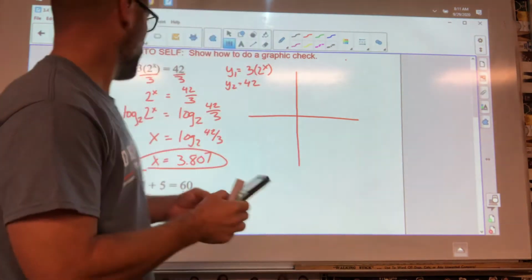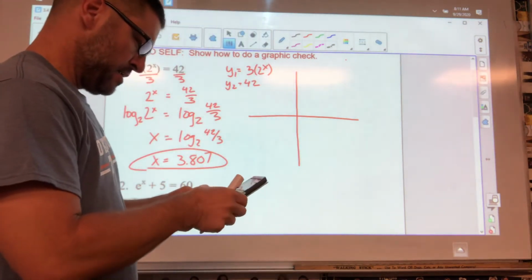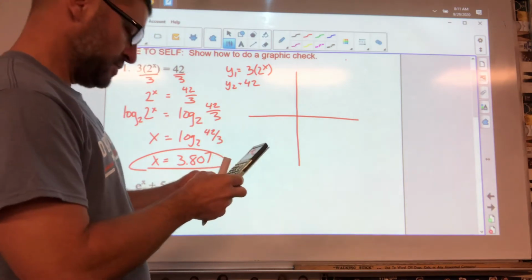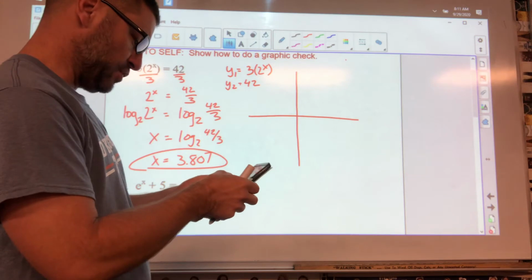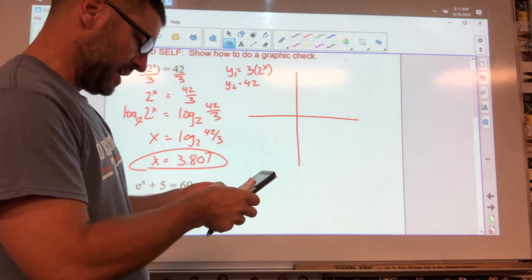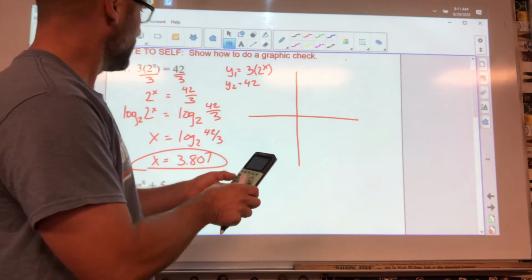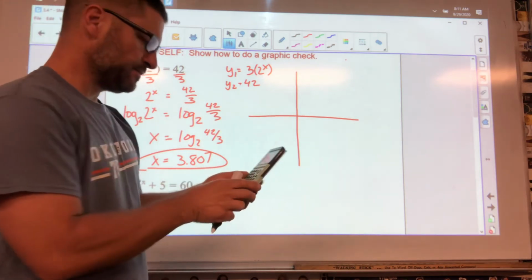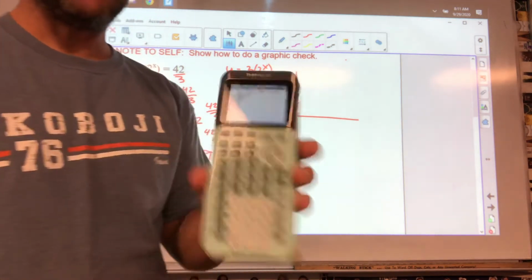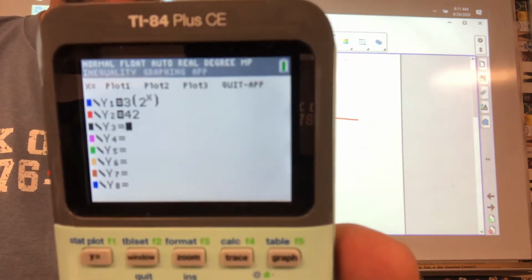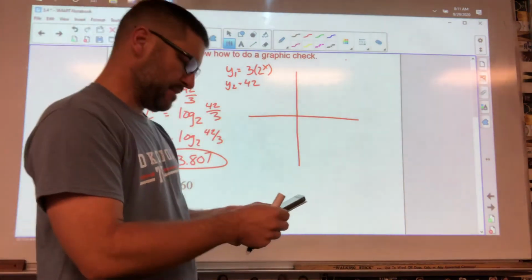So clear. In y1, I put 3 times 2 to the x, and you should be entering these on your graphing calculator. It should not be a deal where just I'm doing it. You should also be doing it. And in y2, I put 42. So I have 3 times 2 to the x in one of them, and 42 in the other one. And I'm going to hit my graph button.